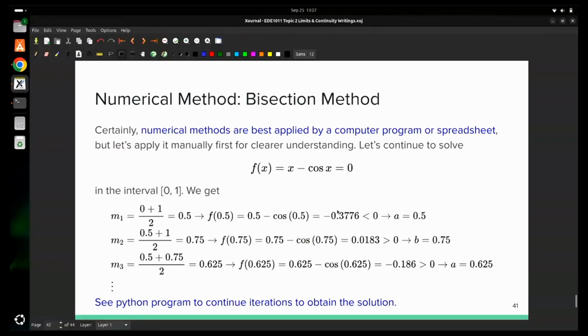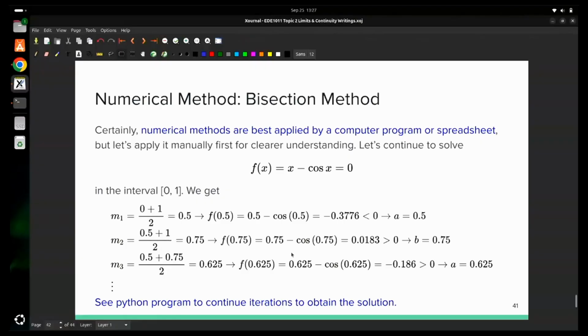So because this is a negative number, I move the left end point, point A, to the new midpoint. So A will be 0.5 now. You can see I assign A to M1. Then subsequently, I just repeat the same thing. So it's A plus B, so 0.5 plus 1 now, divided by 2, 0.75.